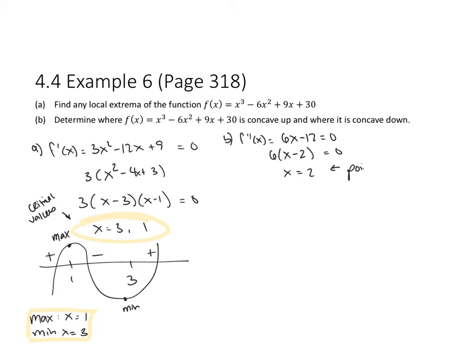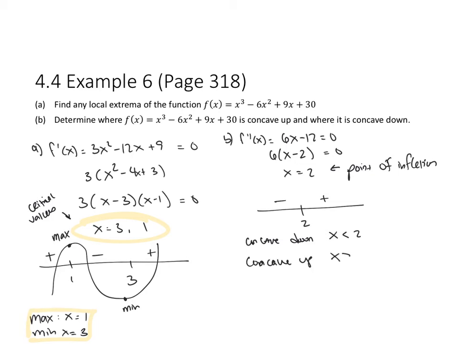And again, this is a point of inflection. And we're going to do the same thing. So let's plug in 0 and I get a negative, and if I plug in 3, I'm going to get a positive. So I'm concave down when x is less than 2, and I'm concave up when x is greater than 2.